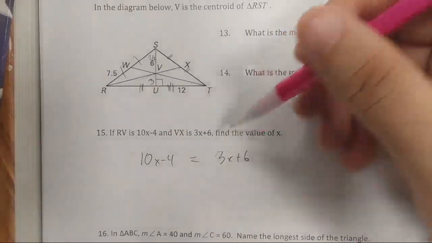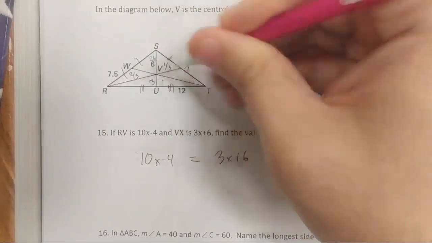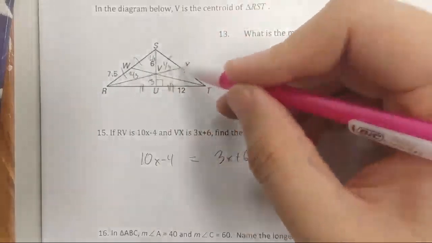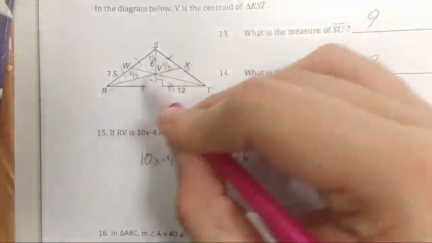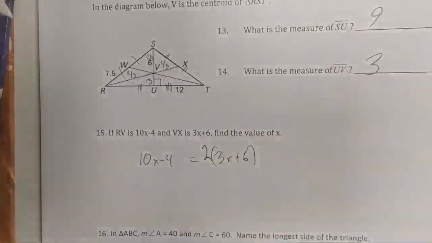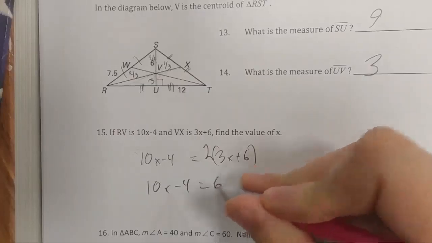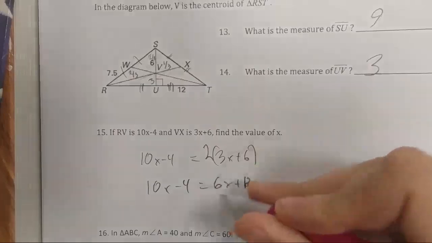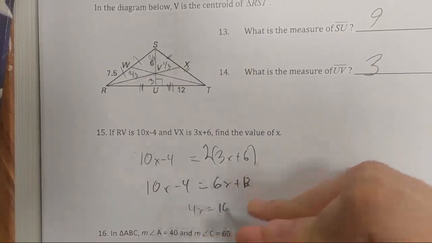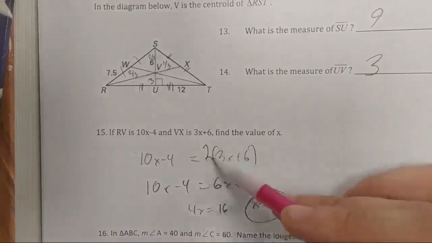This, I remember, was a tough time for you guys. If this is 2/3 and this is 1/3, that means this is going to be half the size of that. So in order to make VX match the size of RV, I would multiply this one by 2 so they could match. So I have 10x minus 4 equals 6x plus 12. Minus 6x plus 4, that's going to be 4x equals 16, x equals 4. So the key problem here is figuring out what you have to multiply.